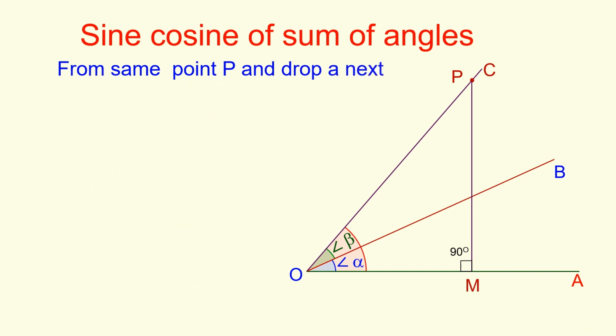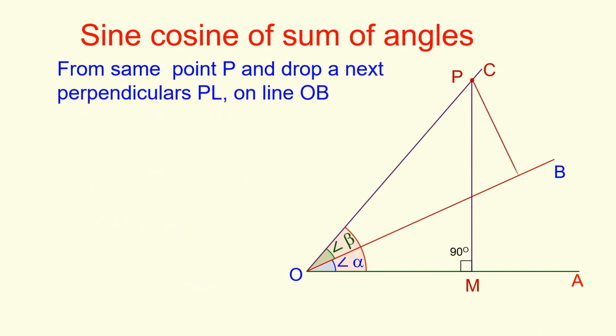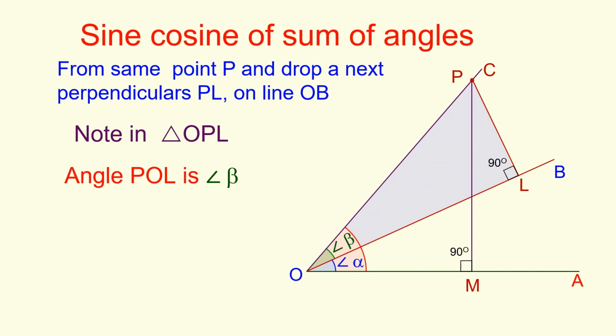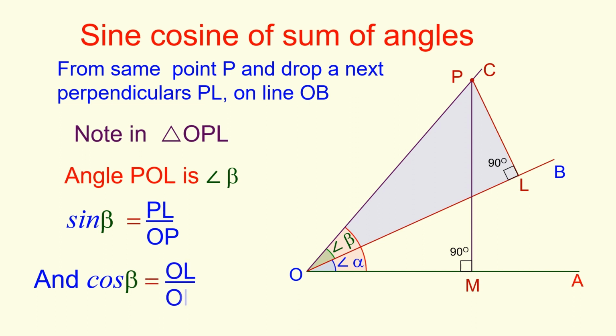From the same point P, drop a next perpendicular PL on the line OB. Note in the triangle OPL, angle POL is angle beta. So the sine of beta equals PL divided by OP, and the cos of beta equals OL divided by OP.